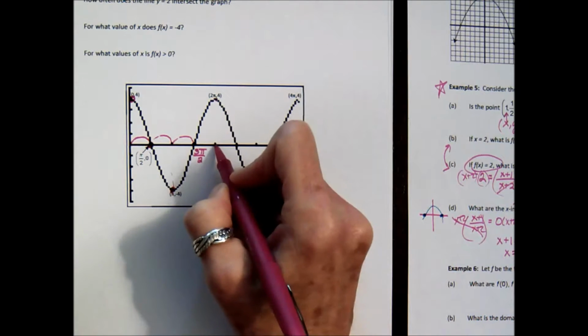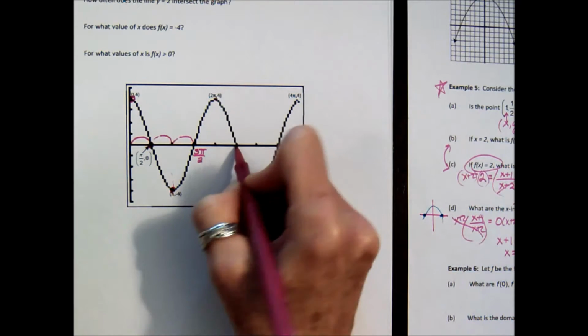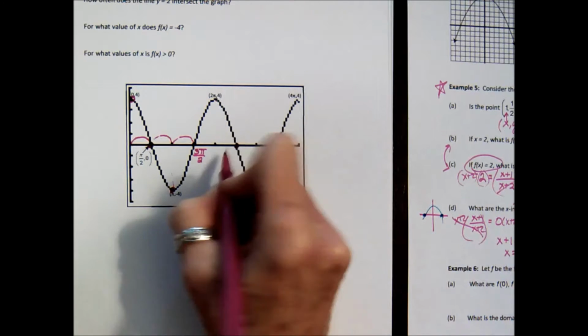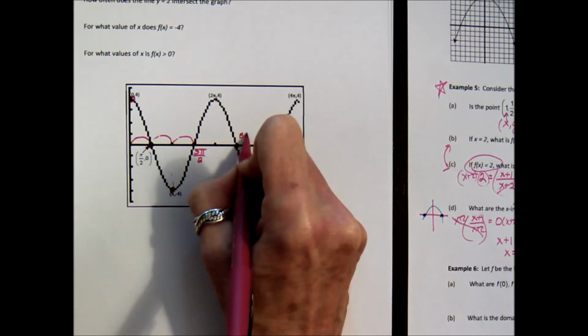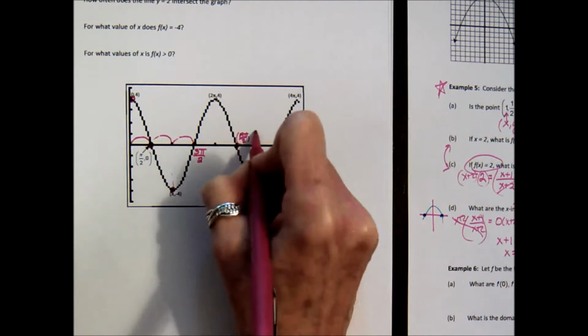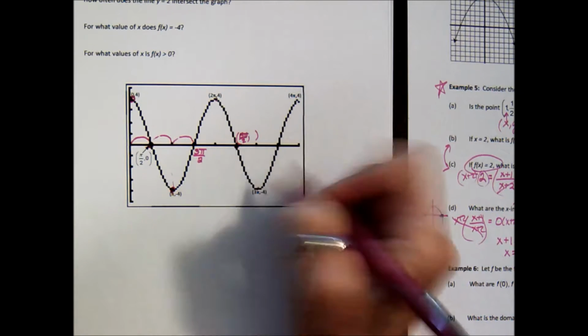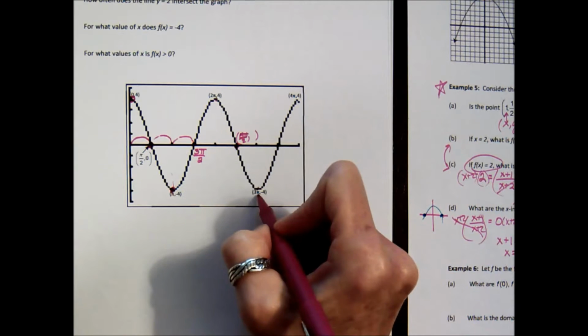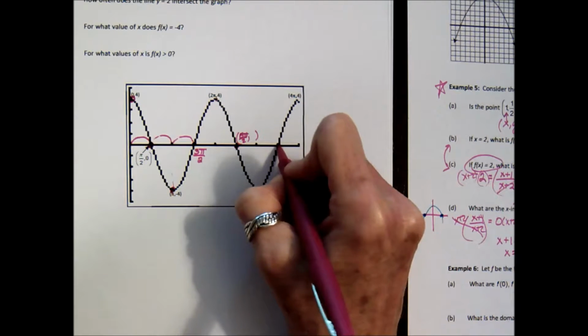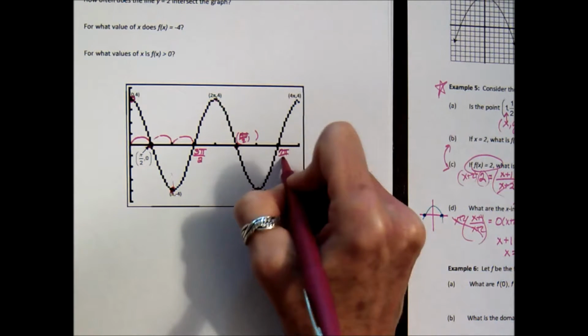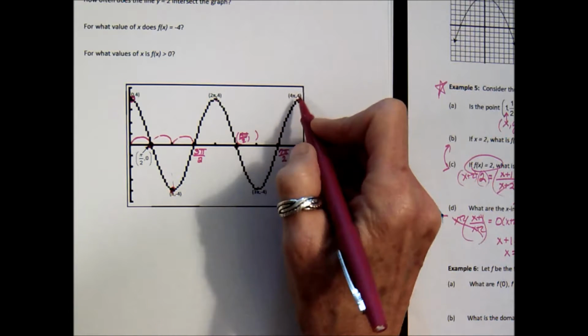That's right here. 5 halves goes right here. So 5 pi over 2. Again, we'll finish the point in just a second. 6 pi over 2 right here, which is 3 pi. Up here, I have 7 pi over 2, and here I have 8 pi over 2, which is 4 pi.